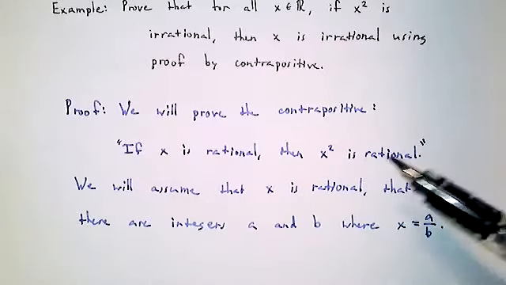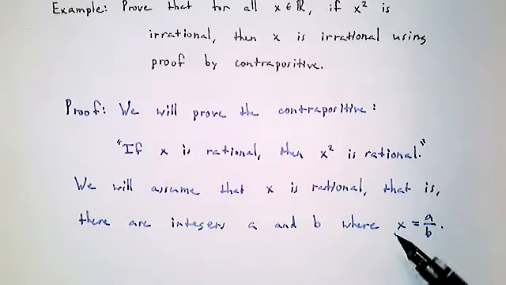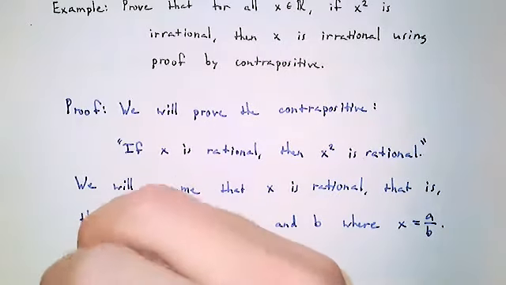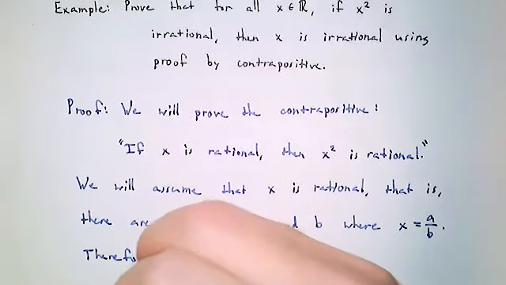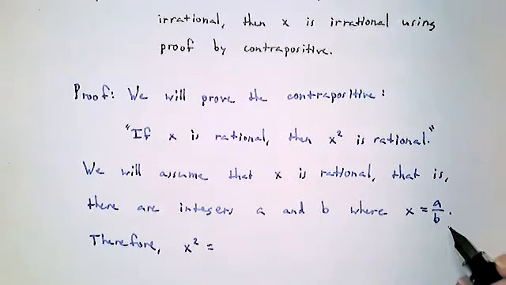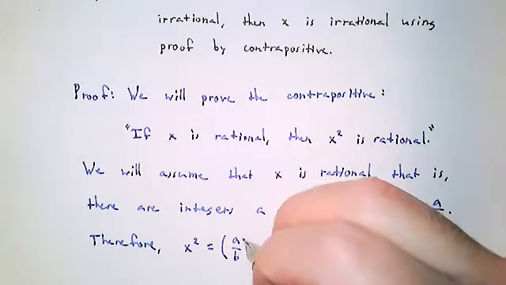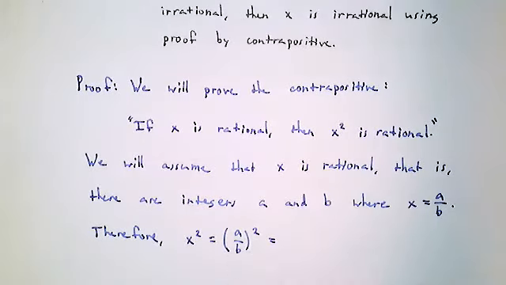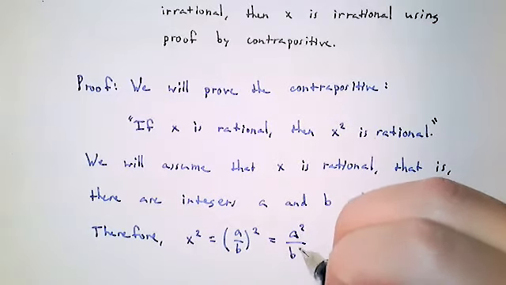And our conclusion involves the number x squared. And in order to get x squared, we'll just square what we have here. So we could say, therefore, x squared is equal to this fraction squared. And we know how to square fractions. You just square the top and the bottom. a squared over b squared.